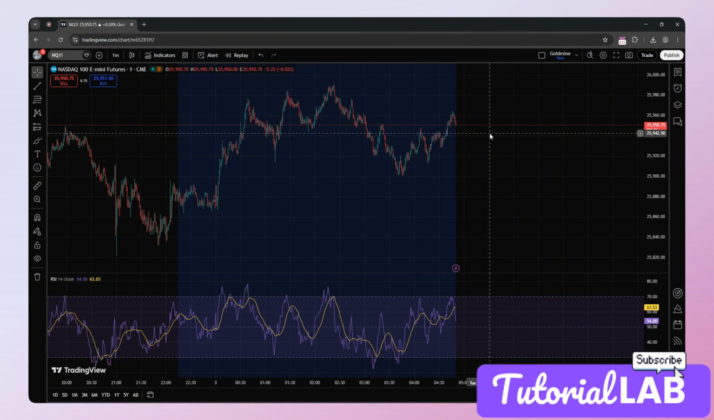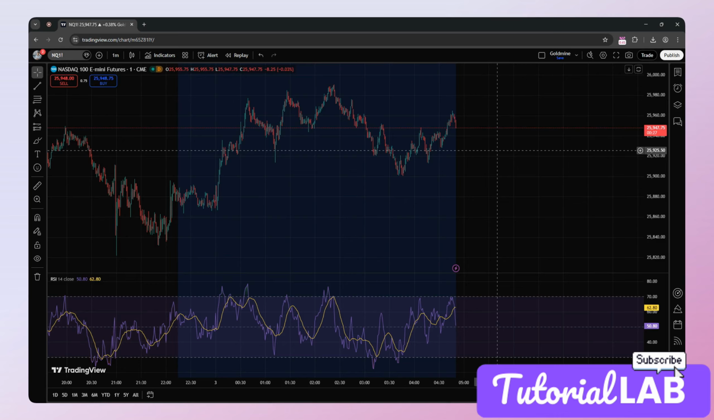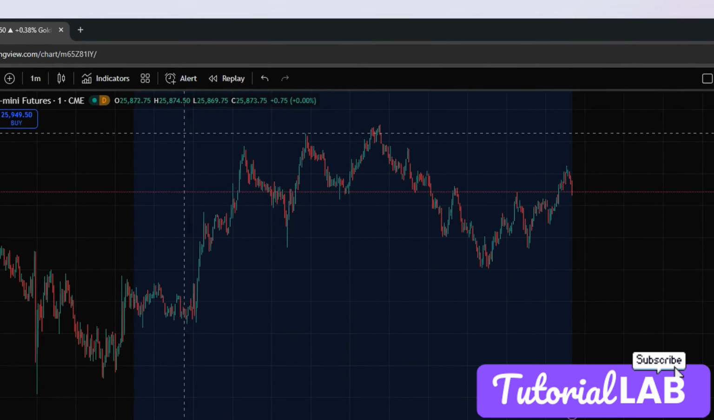RSI shows whether an asset is overbought or oversold. For entry, if RSI drops below 30, the market may be oversold or ready to bounce. This can be a potential buy signal. For exit, if RSI rises above 70, the market may be overbought and ready to reverse. This can be a potential sell or profit-taking signal.